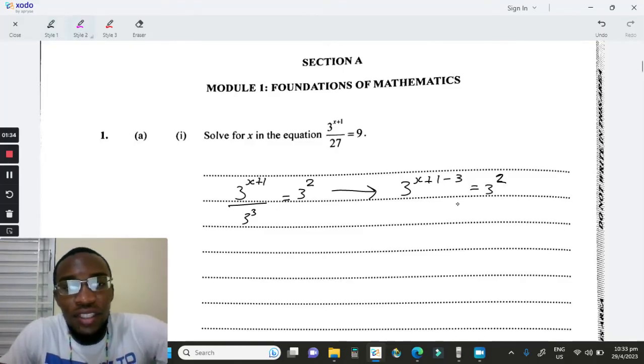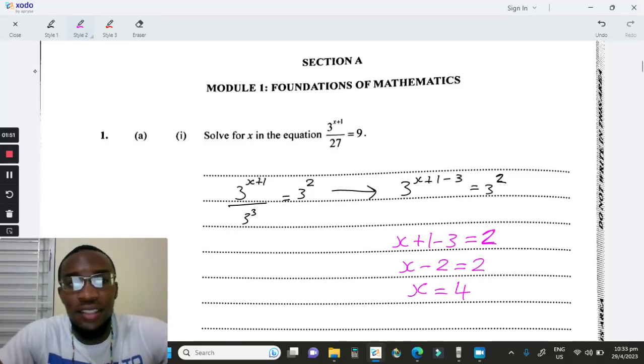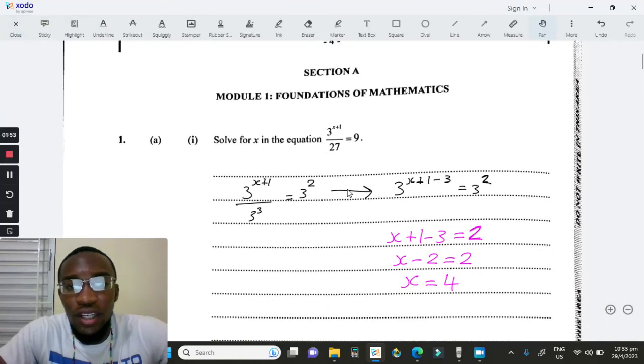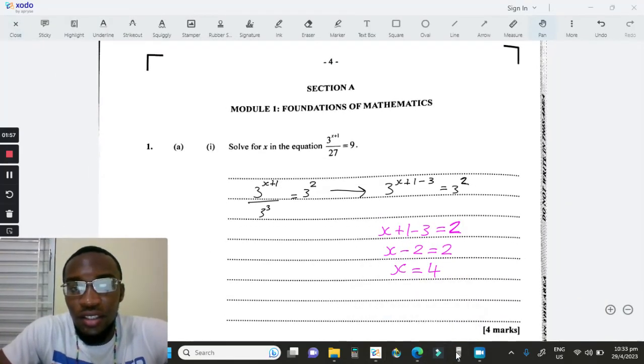Then by laws of indices, when the bases are the same and we're raising to some power, we can just equate the powers. So x plus 1 minus 3 is equal to 2. So x minus 2 is equal to 2, so x is equal to 4. That's it. Finish. Now I love when you always test your answer. If x equals 4, let's test our answer. So we bring out our calculator.